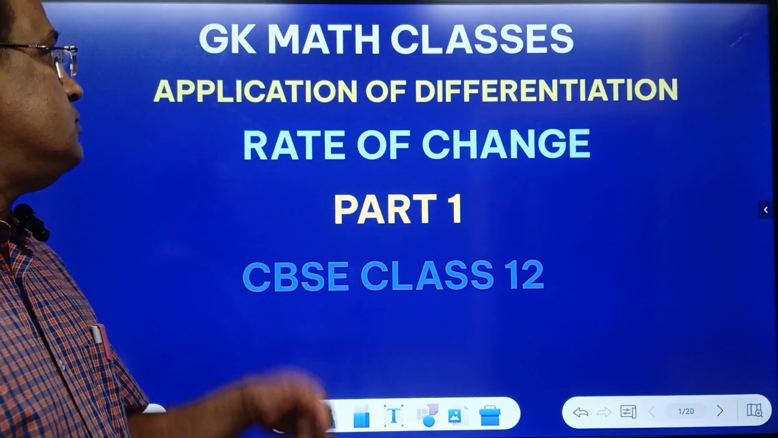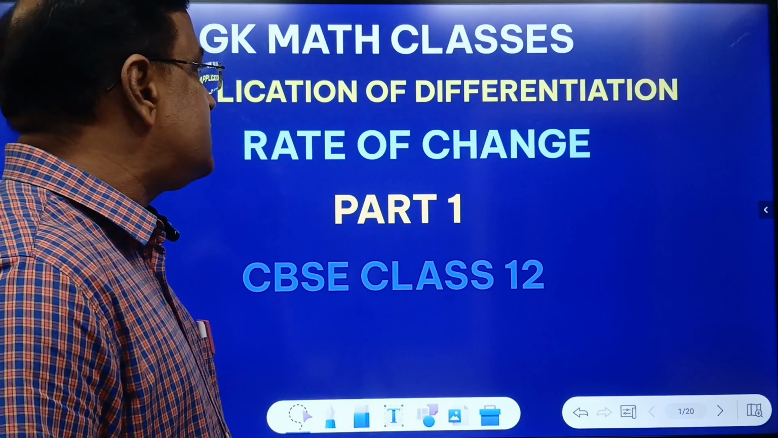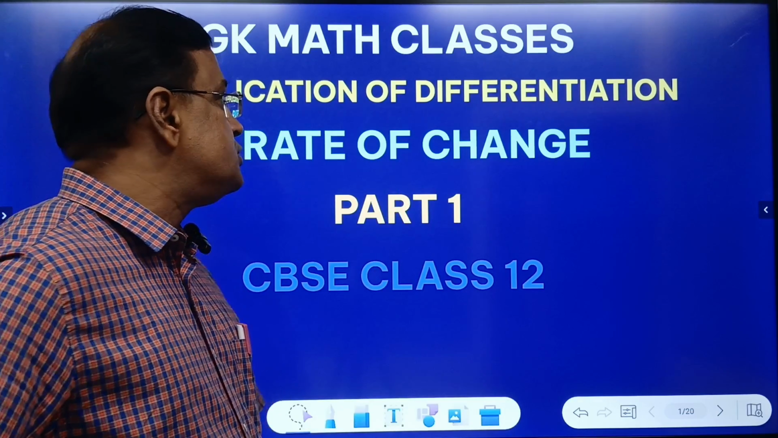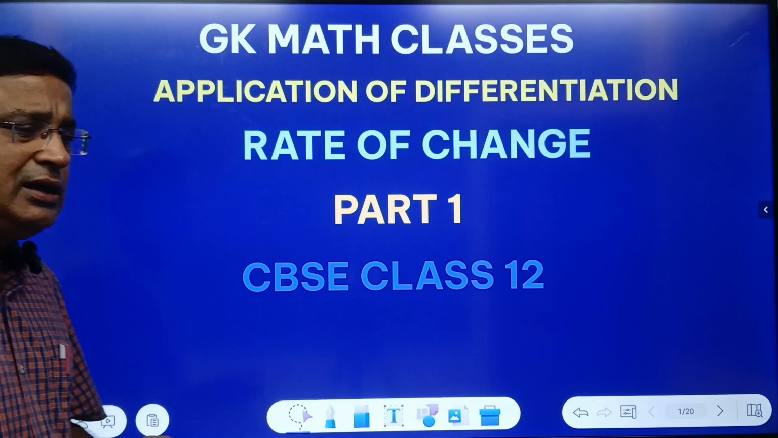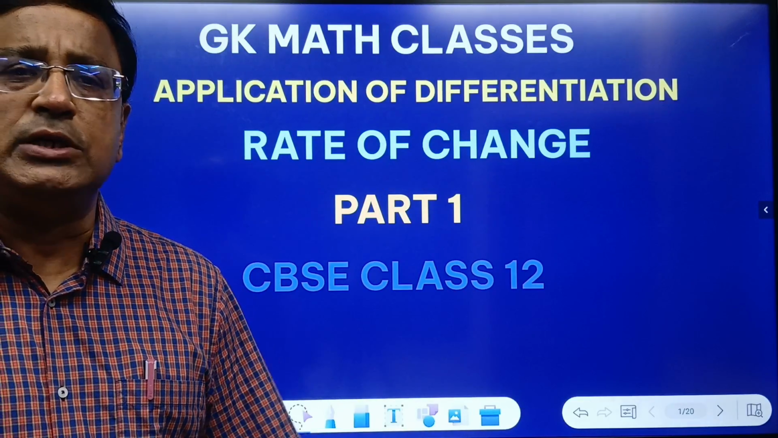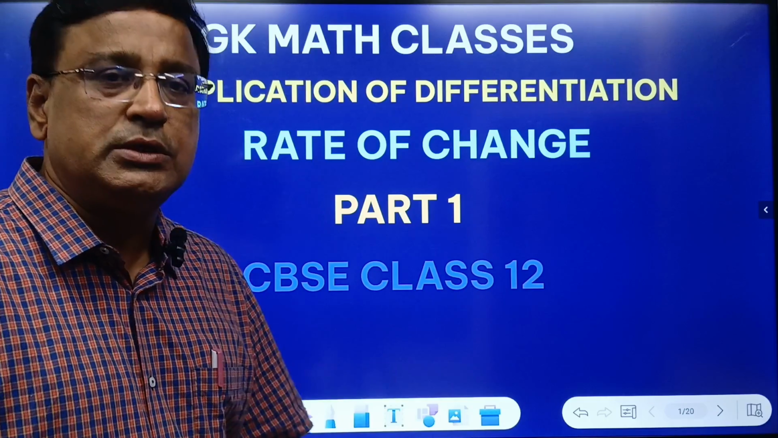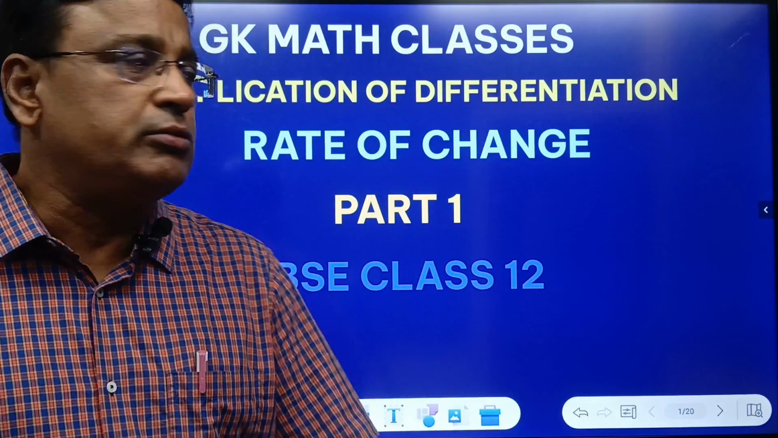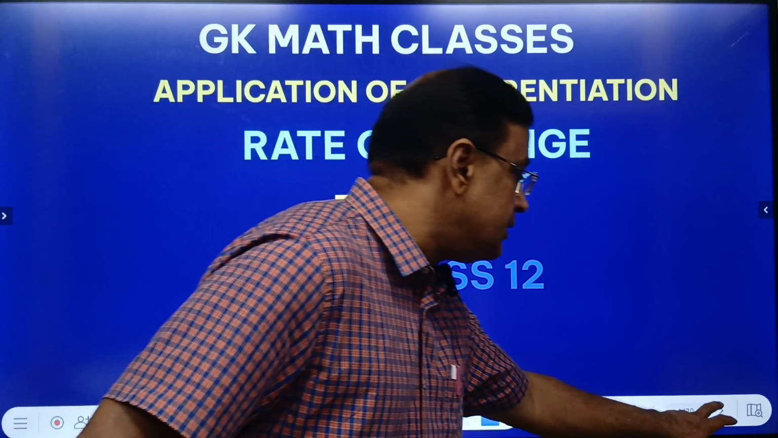Today, in continuation with the applications of differentiation, we are going to do the next unit of application of differentiation, that is rate of change. This will generally come for 1 mark, or it can come for 2 marks maximum. Very rarely it will come for a 3-mark question. So this is a chapter where you can expect a 1-mark question and a 2-mark question generally. If you are lucky, you may get a 3-mark question, and it is a very simple chapter. So let's straight away get inside this.